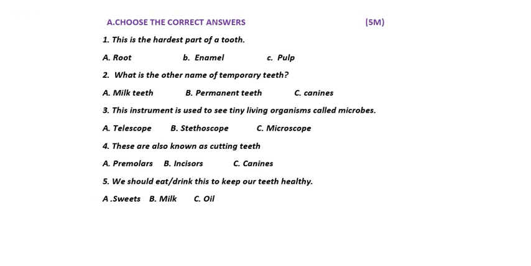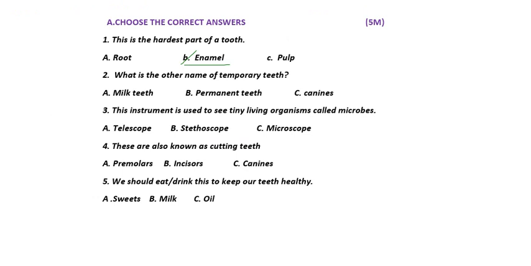First question: which is the hardest part of a tooth? I told you, on the upper side of the tooth there will be a white color shining material. That is called what? Enamel. So what is the answer, children? Enamel. What is the spelling of enamel? It is very important.